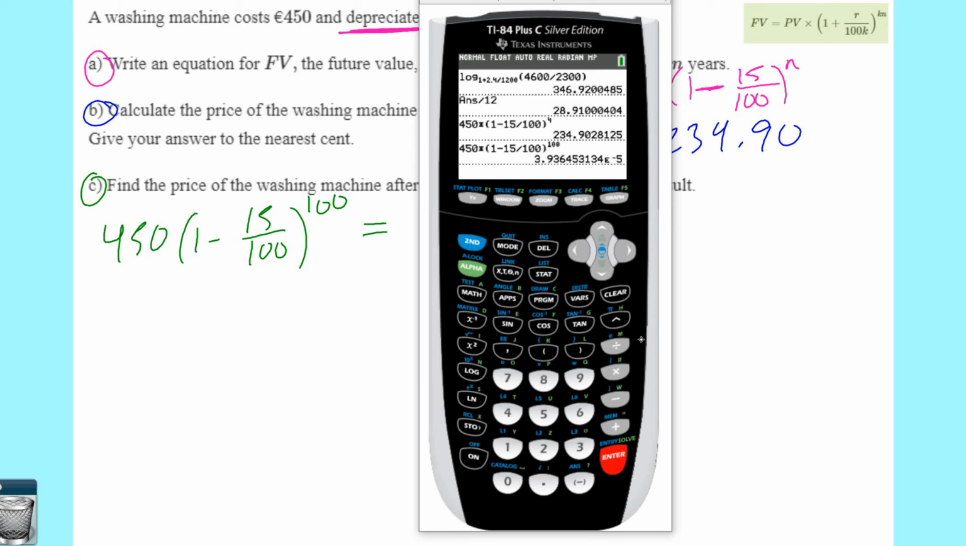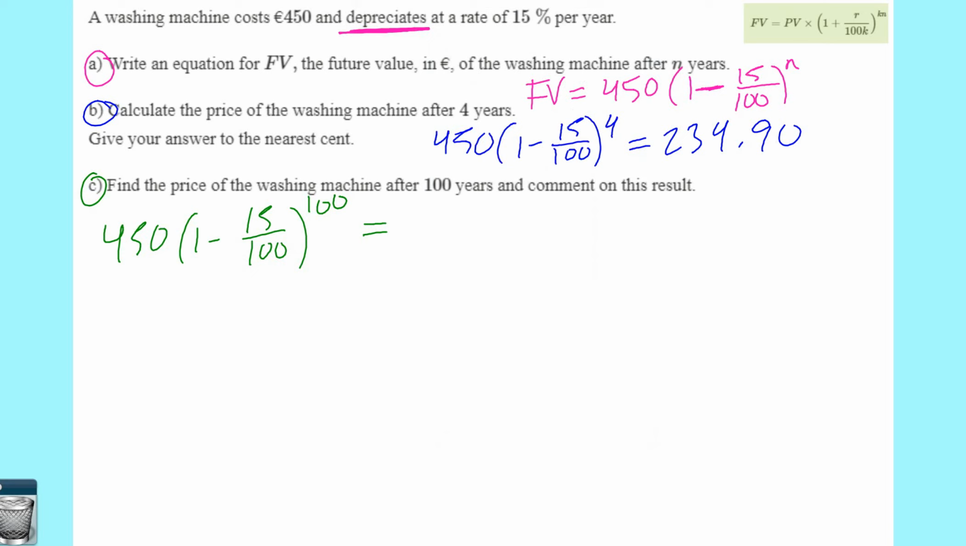And so now, oh my goodness, I get times e to the negative 5. So hopefully you know that means scientific notation, so times 10 to the negative 5. So that means make this decimal even smaller, so 3.936 times 10 to the negative 5. So we get 1, 2, 3, 4, 5 places, 0.00003936.